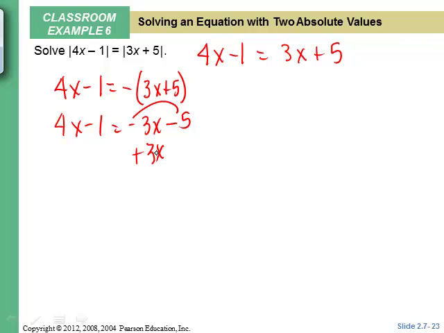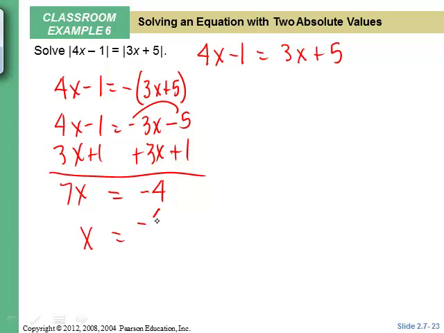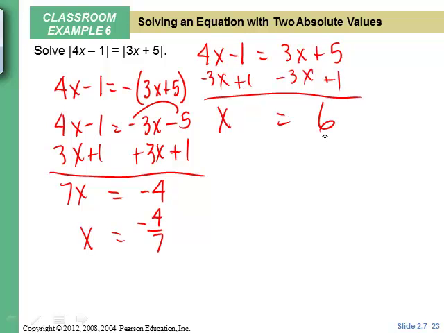Add 3x to each side. We get 7x, and then add 1 to each side equals negative 4, so x equals negative 4/7. Over here, subtract 3x from each side. We get x, and then add 1 to each side equals 6. So our two solutions are x equals 6 and x equals negative 4/7.